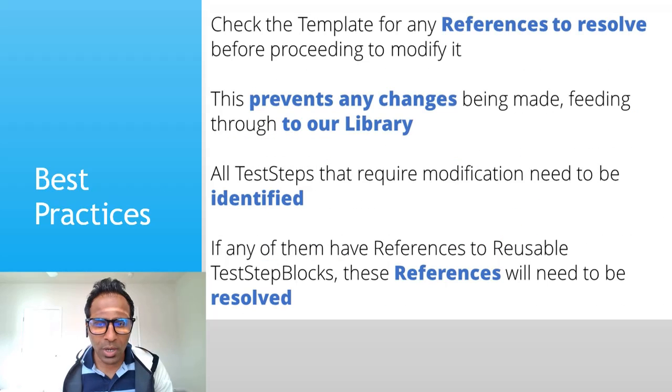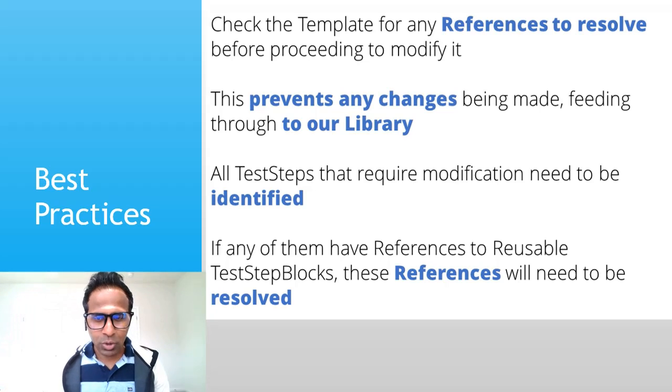Okay, so before I walk you through the real-time example using the Tosca tool, I would like to tell you a couple of best practices. Whenever you make any modifications to the template, you have to check the template for any references to resolve before proceeding to modify it. Why? Because this prevents any changes being made to the template from feeding through to our library.